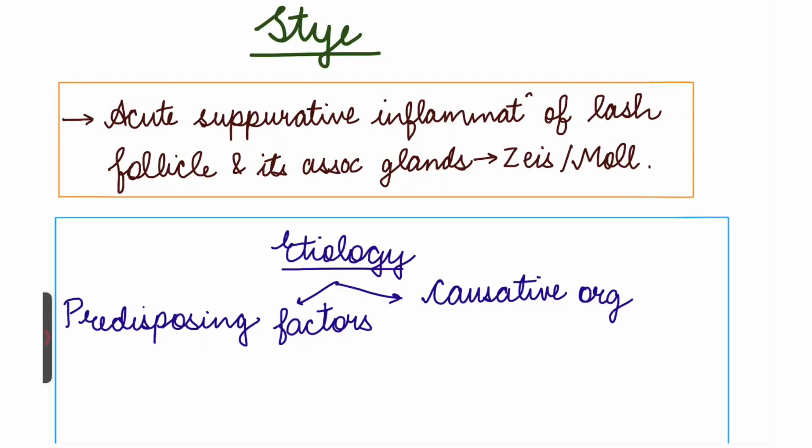Another name for STYE is hordeolum. It is an acute suppurative inflammation of the lash follicle and its associated glands, Zeis and Moll.